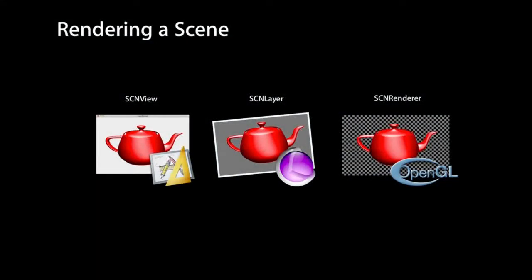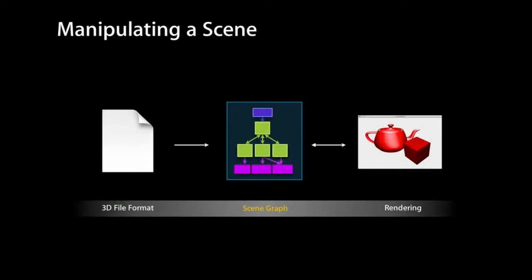So let's switch back to the slides. So you can render a scene into a SCN view if you want to render that in a window with views. But it also provides SCN layers, a SCN layer if you want to render a 3D scene into a layer tree. And a SCN renderer if you want to render the 3D scene into an arbitrary OpenGL context. So that's for loading and rendering a scene.